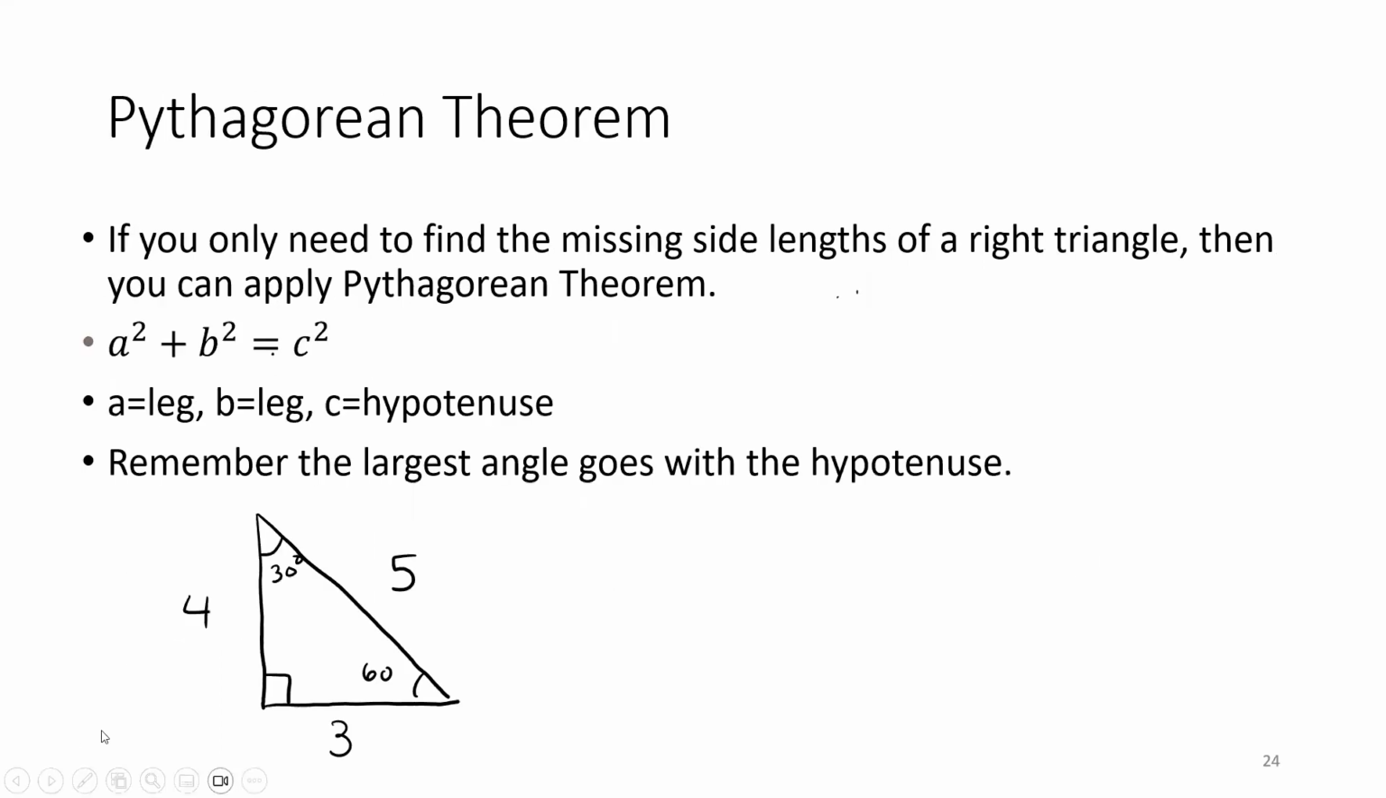So, Pythagorean theorem. If you only need to find missing side lengths of a right triangle, then you can apply the Pythagorean theorem. It's basically a squared plus b squared equals c squared, where small a represents a leg, small b represents a leg, and small c represents the hypotenuse. Remember, the largest angle goes with the hypotenuse. So if you look at this triangle, why is 5 the hypotenuse?